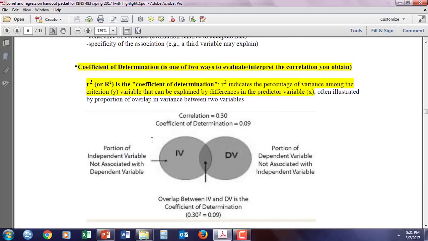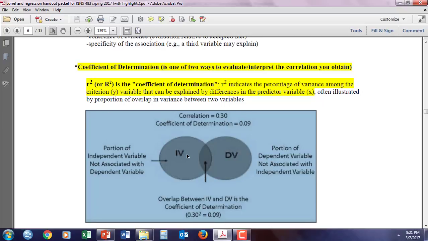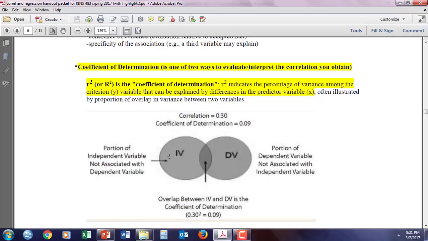The last concept in this unit, again, is the coefficient of determination, or the R squared. Here's another one of these Venn diagrams. Here we have pictured our IV, which you should label your X variable. Your DV is your Y variable. This is the presumed cause, or the predictor. This is the outcome, or your dependent variable.